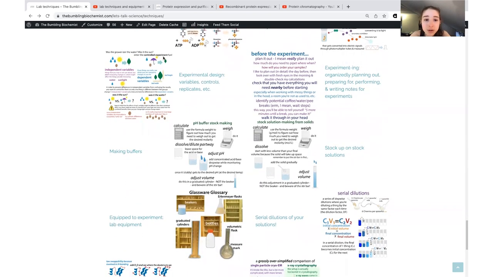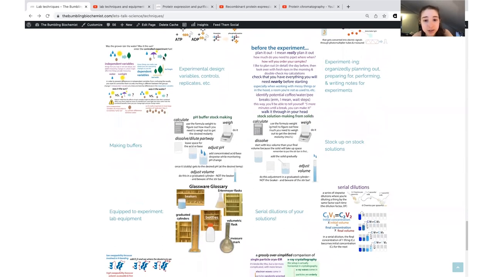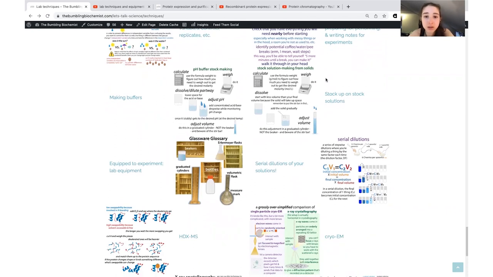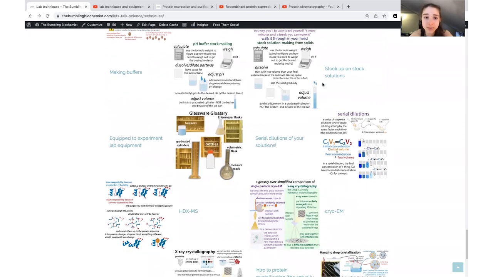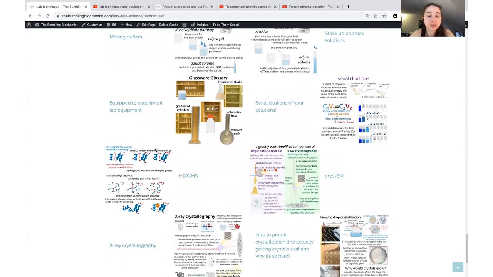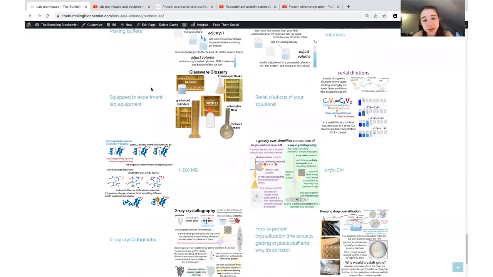No matter what type of experiment you're doing, you need to make sure that you design it well. So I have a post on experimental design, making sure you have the right variables controlled for, replicates, and various stuff like that, as well as advice for actually performing the experiment: preparing for it ahead of time, performing it, staying calm, and then writing notes up for it afterwards. Also, you're probably going to need to make a lot of solutions and buffers, so I have posts on those things, as well as a post on the various laboratory equipment that you'll be using when you're doing these sorts of things.